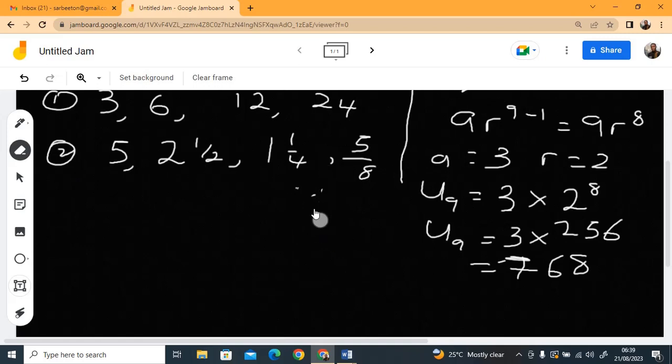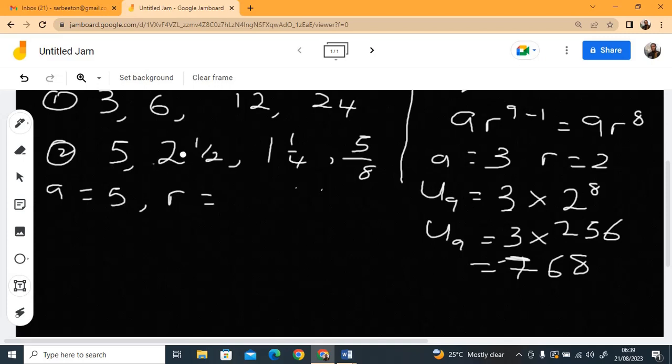Just take it gently. Now what you're going to do here is let's calculate together. The same formula we're going to use, ar^(n-1). But the first term here, your a is what? It is 5.